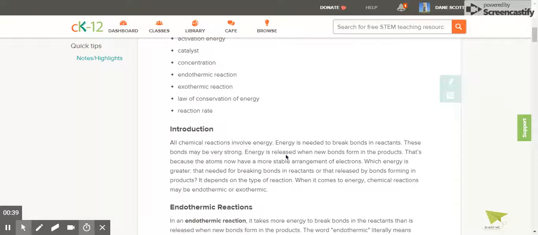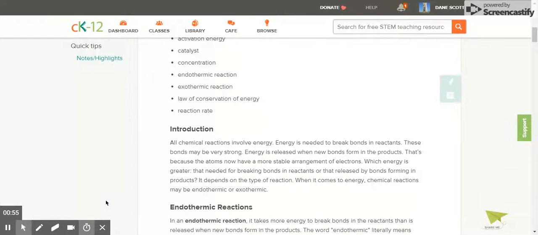Introduction. All chemical reactions involve energy. Energy is needed to break bonds in reactants. These bonds may be very strong. Energy is released when new bonds form in the products. That's because the atoms now have a more stable arrangement of electrons.